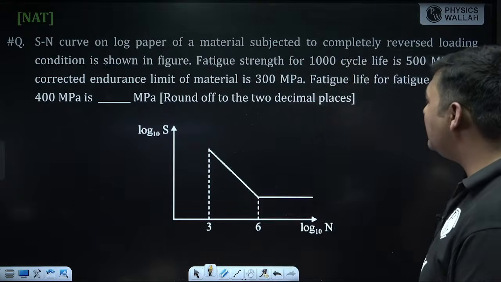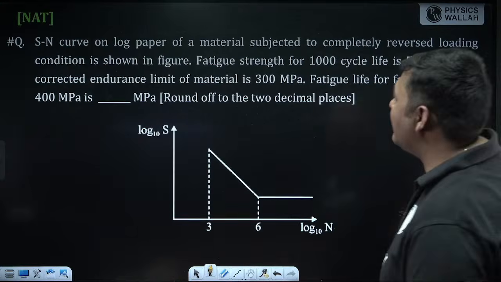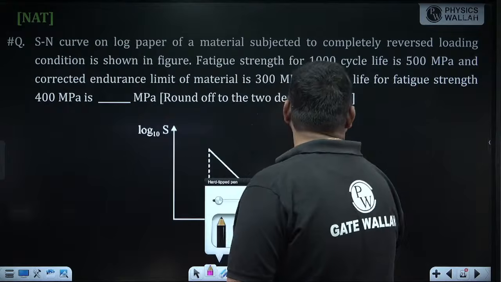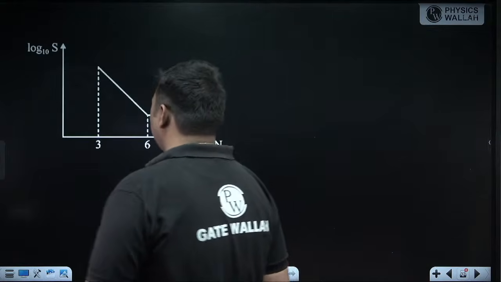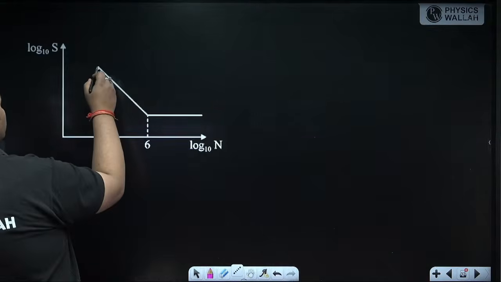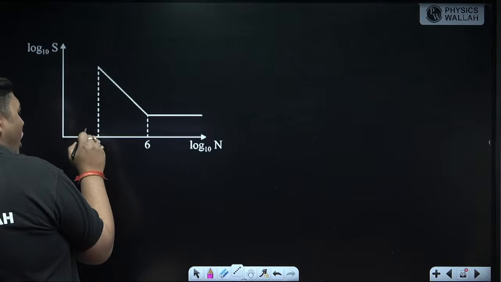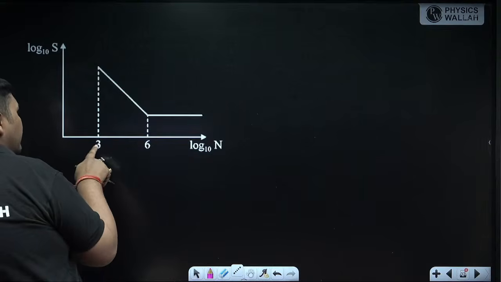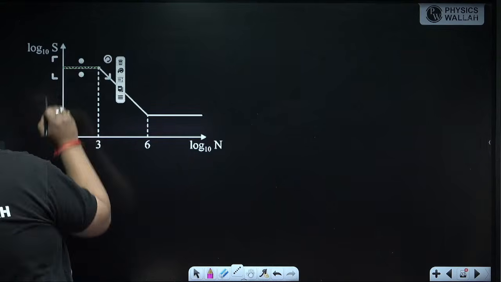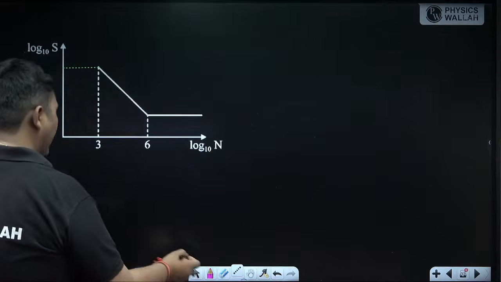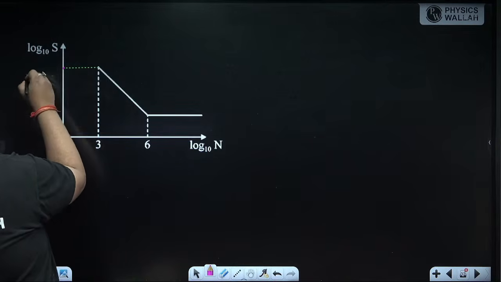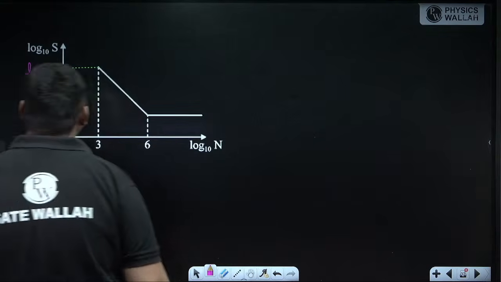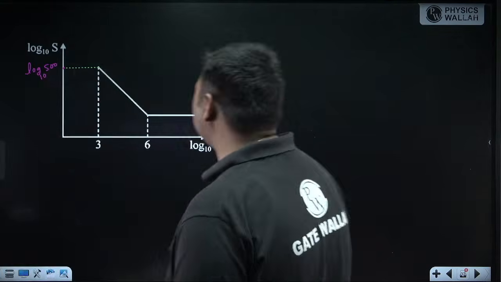Okay, it is simple. So see, this is the SN curve. Now what data is given? See, first of all, fatigue strength for 1000 cycle life is 500 megapascal. I am drawing here. Suppose corresponding to this point, life is 1000. And log of 1000, it is log of base 10. So log 1000 means log 10 to the power 3 will be 3, and corresponds to this line. Fatigue strength is given, it is 500 megapascal. So can I say this value will be log 500, because here we are taking log of fatigue strength, but whatever log I am taking, it is log of base 10.